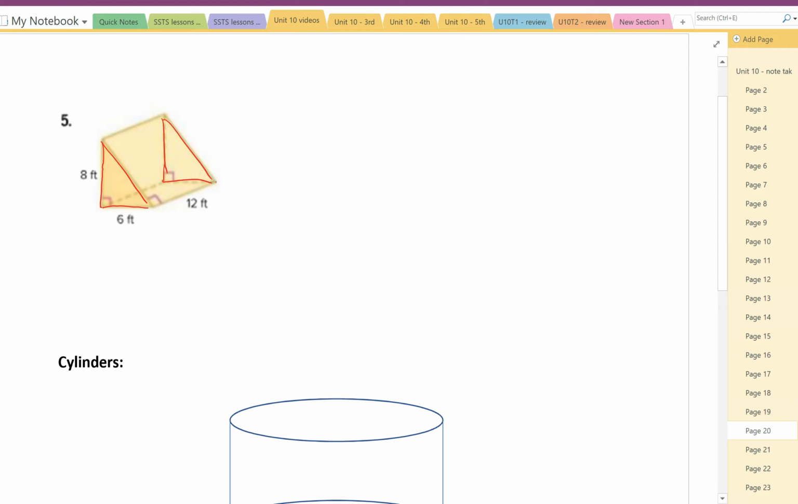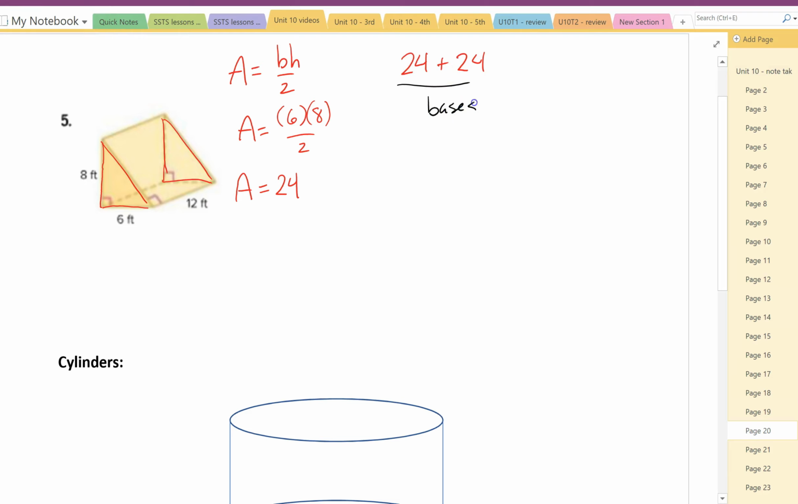If I want to calculate the area of a triangle, the area is just base times height divided by 2. And I happen to know both of those. The base here is 6, the height is 8 feet. So the area of these 2 triangles is going to be 6 times 8 divided by 2. I know 6 times 8 is 48. 48 divided by 2 is 24. So, so far what I have are my 2 bases, which are both 24 square feet. So these are my 2 bases.